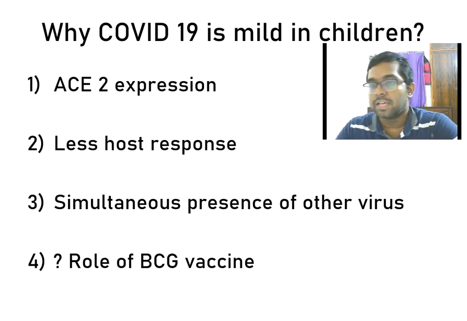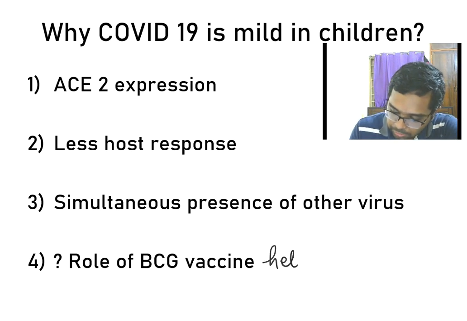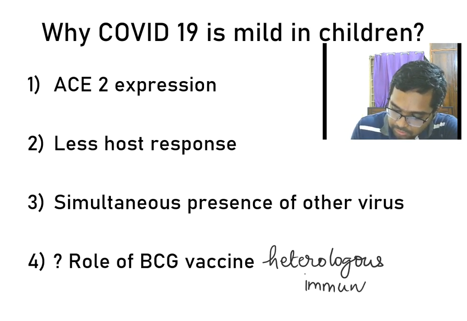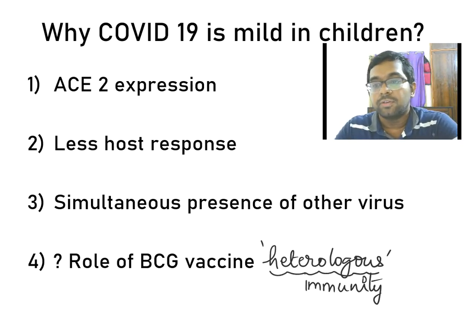We give BCG vaccine for protection from the severe forms of tuberculosis, but BCG vaccine can also give protection against other infections. This phenomenon is what we call heterologous immunity. That means giving protection to some other infection is called heterologous immunity, and this may be one of the reasons which could have protected the children from developing severe forms of this COVID-19 infection.